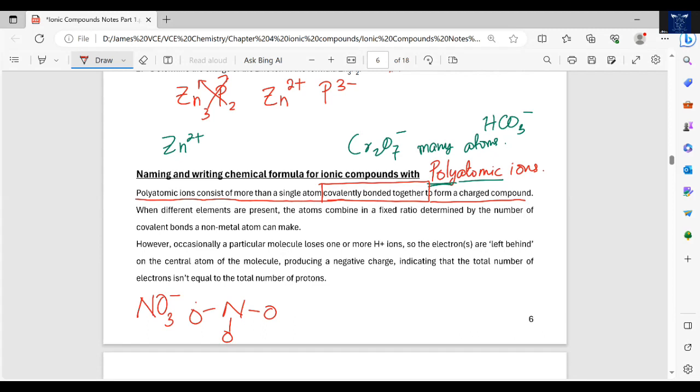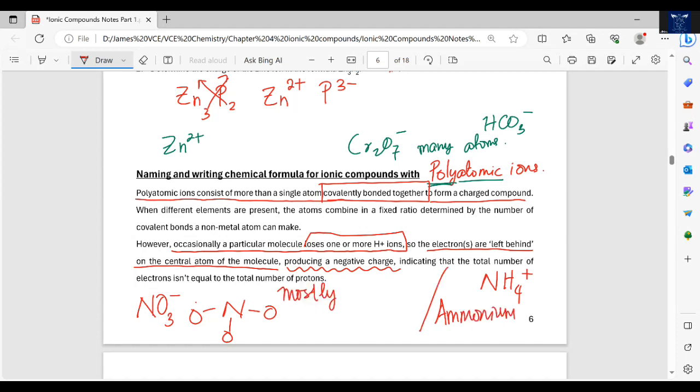However, occasionally, a particular molecule loses one or more H plus ions. So the electrons are left behind on the central atoms of the molecule. Then you will be producing a negative charge. So normally polyatomic ions are mostly anions. There is only one cation which is polyatomic, or rather the more common one, which we call NH4 plus. This is what we call the ammonium ion. Other than that, the rest are mostly anions.